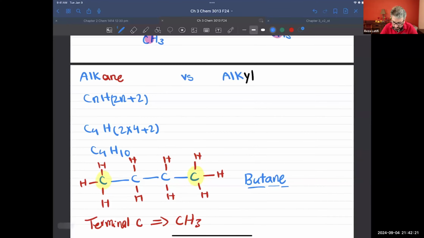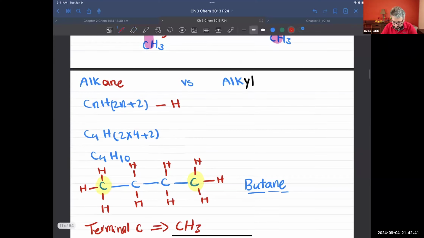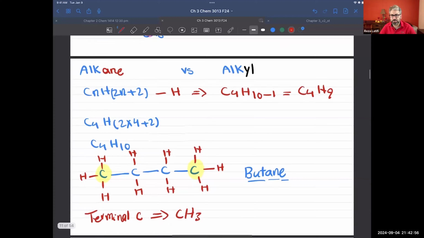And how about the alkyl? What's the alkyl? If you subtract 1 hydrogen from an alkane, you will get alkyl. So right now, I have 10 hydrogens. If I subtract 1 hydrogen from them, this is the formula that I will get. I will get carbon 4 times, and then hydrogen, I had 10, so I'm going to say 10 minus 1, and the formula will be C4H9. That means one of the carbons is not going to be saturated.